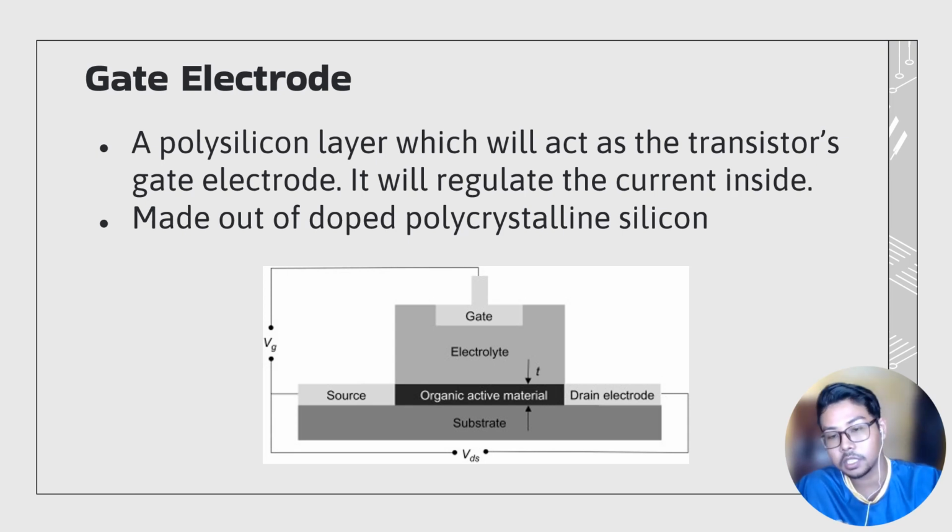Moving on next is the gate electrode, where we will have a polysilicon layer which will act as the transistor's gate electrode, and its use is to regulate the currents inside the transistor itself. It is commonly made out of doped polycrystalline silicon.